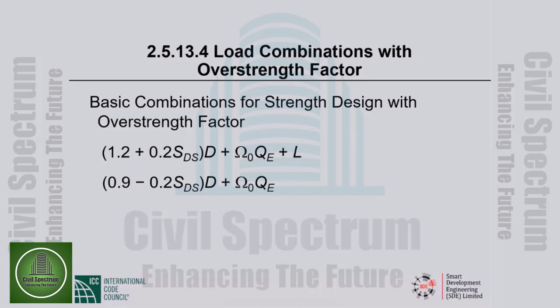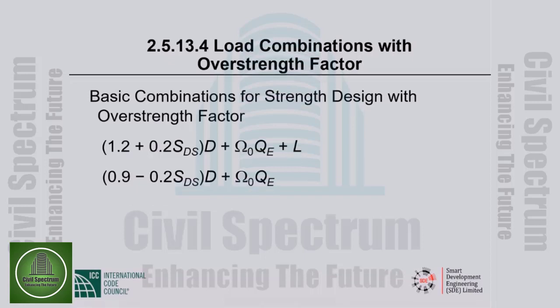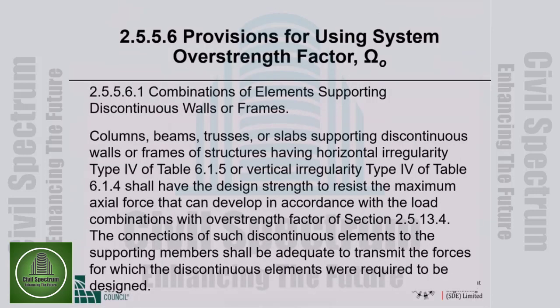Okay, omega sub 0 for a special moment frame is 3. So we are looking at a significant number. It can be 1.5, 2, 2.5, 3, something of that magnitude. Okay. So load combinations with overstrength factor.